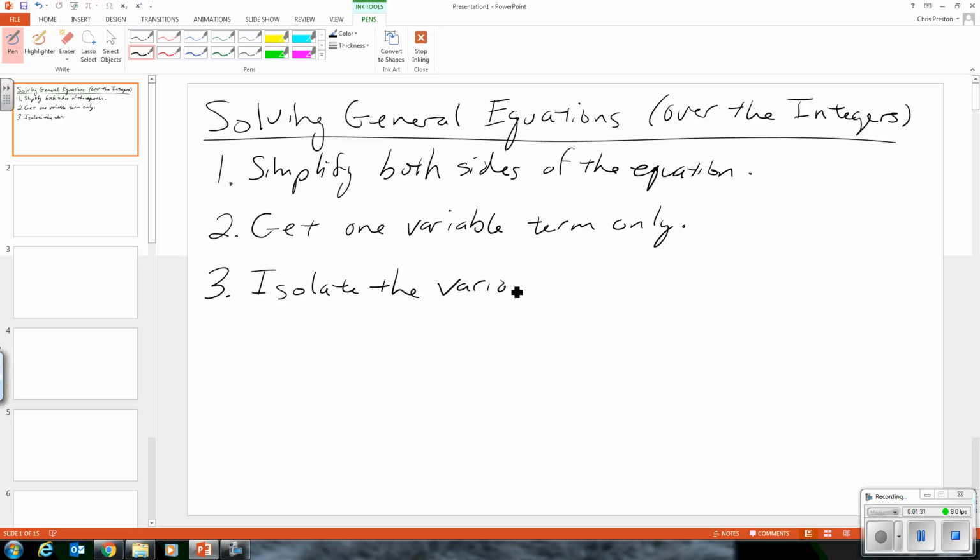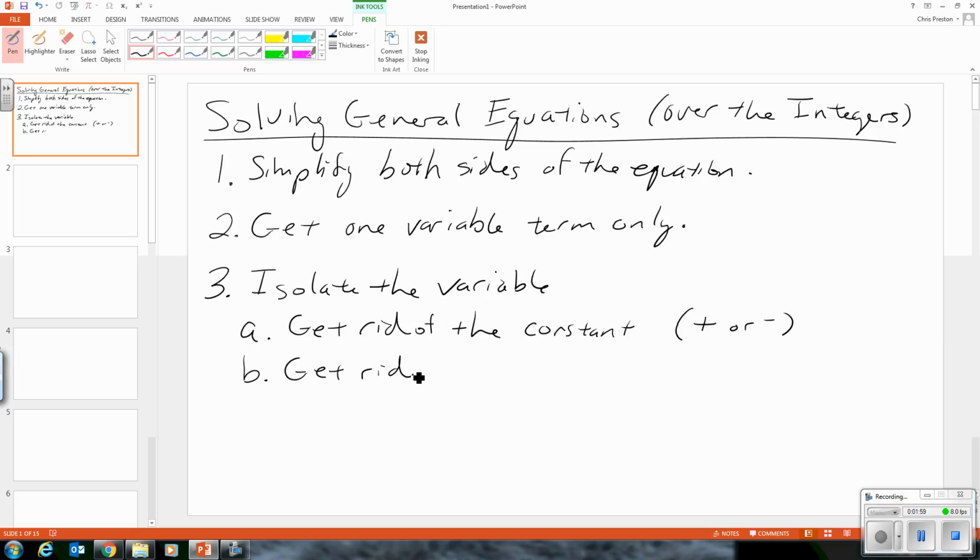Now, within this step of isolating the variable, there's two typical steps if you've done the rest. The first step is to get rid of the constant, and we do that by adding or subtracting. Remember, the constant term is a term without a variable. And the second thing is get rid of the coefficient, and we'll do that by dividing.